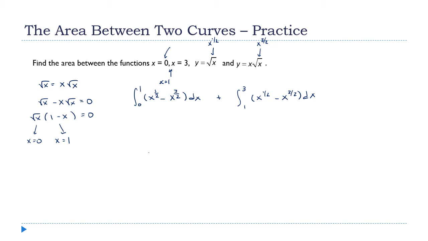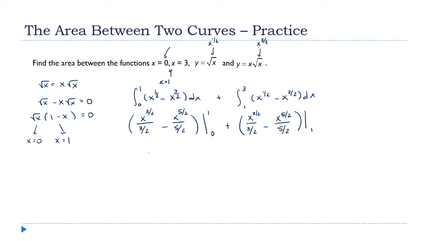Okay, so let's see where we're going to do our thing, right? Increase the exponent by 1. So this exponent goes from 1/2 to 3/2. So this is x to the 3/2 over 3/2 minus x to the 5/2 over 5/2 from 0 to 1. Plus, it's going to be the same thing: x to the 3/2 over 3/2 minus x to the 5/2 over 5/2 from 1 to 3.